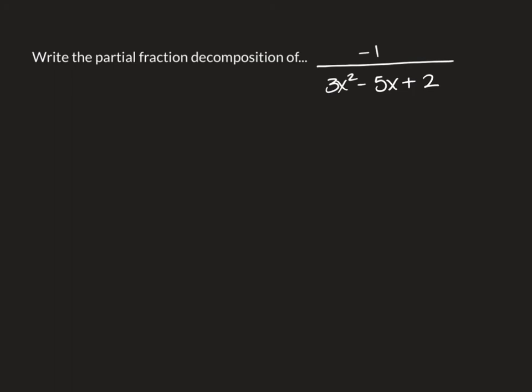All right, here's what the answer should be. -1 over x minus 1 plus 3 over 3x minus 2. So that is your partial fraction decomposition for this one.